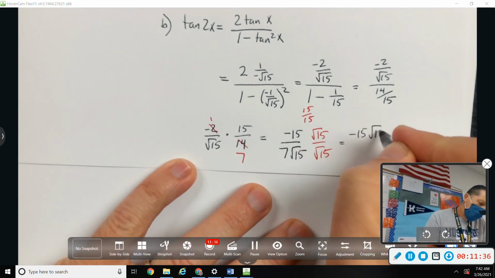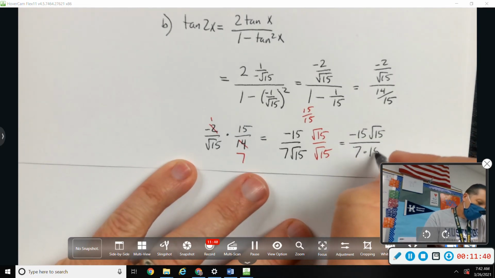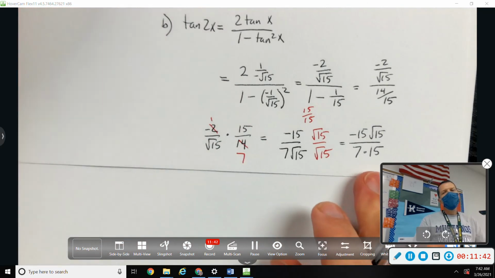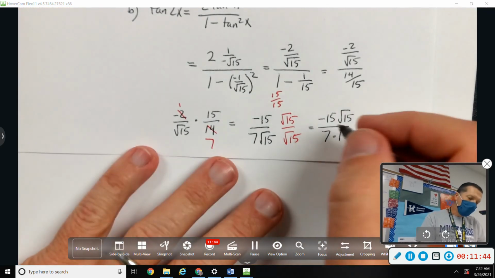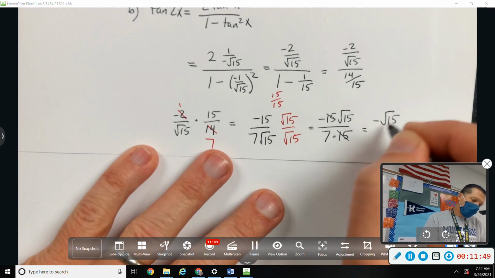So negative 15 root 15 over 7 times 15. The 15s will cancel. And I get negative square root of 15 over 7.